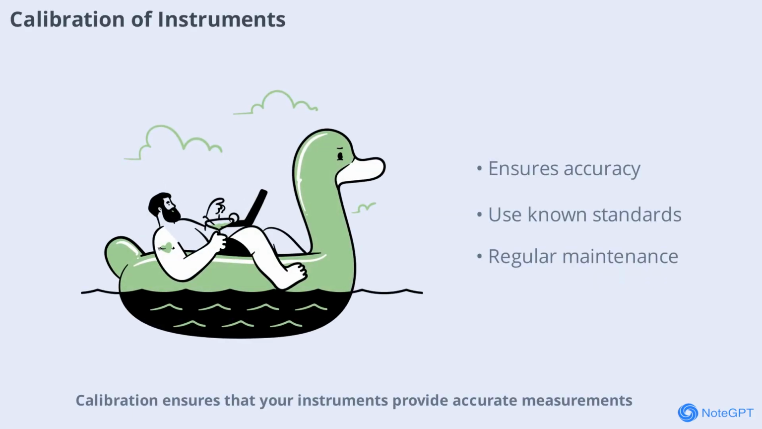Calibration ensures that your instruments provide accurate measurements. This process involves comparing your instrument's readings with a known standard and making adjustments as needed. Regular calibration is necessary for equipment like balances, pH meters, and spectrophotometers. Proper calibration helps maintain the reliability of your analytical results and prevents errors caused by faulty instruments.